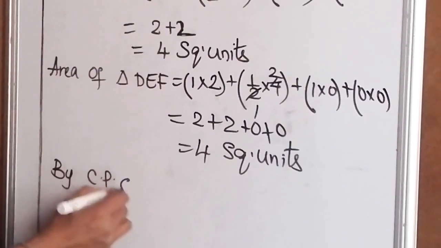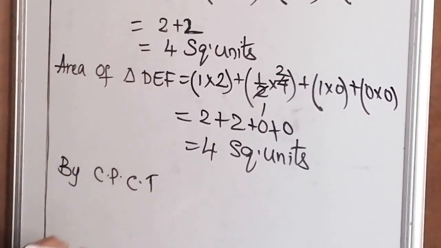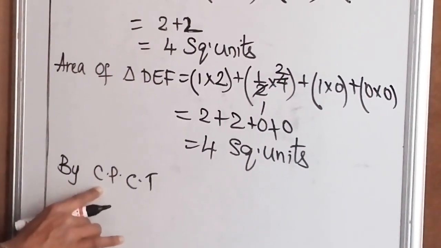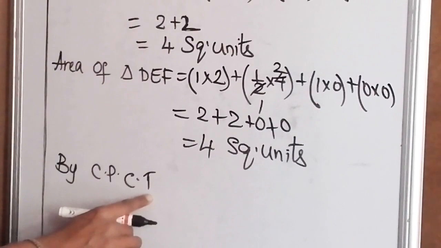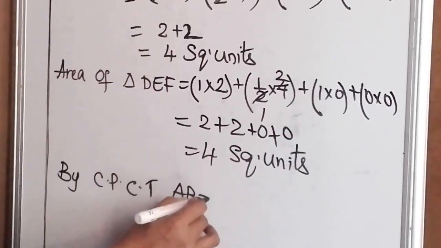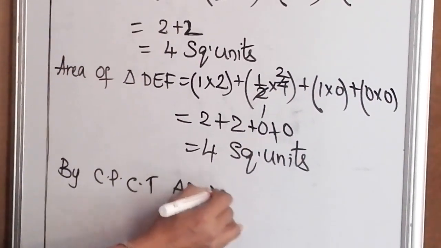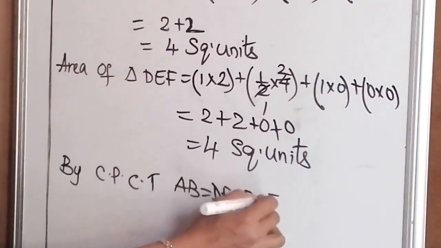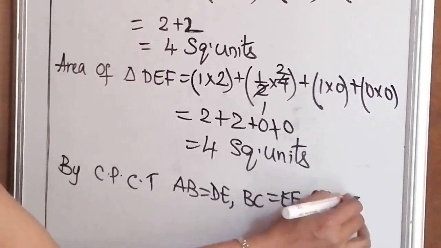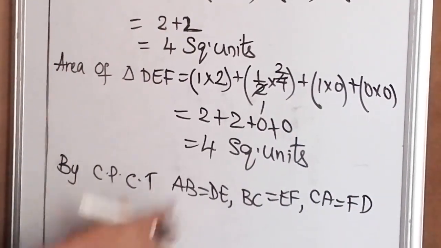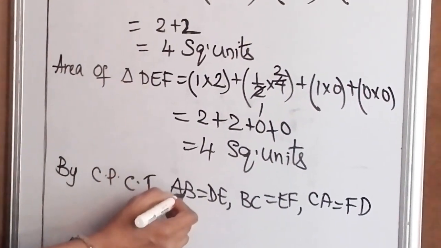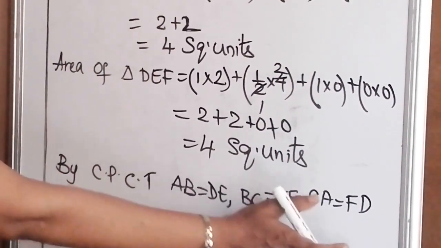What is the full form of CPCT? Very good. What is it? Corresponding parts of congruent triangles. According to this, you know that AB is equal to DE. Okay. BC is equal to EF. CA is equal to FD. Okay. Two triangles are there. Now we are comparing. Each side is equal to the corresponding other side. So all these are equal.